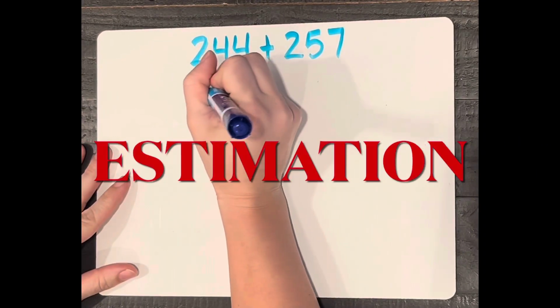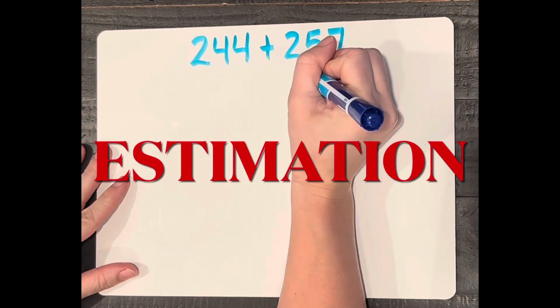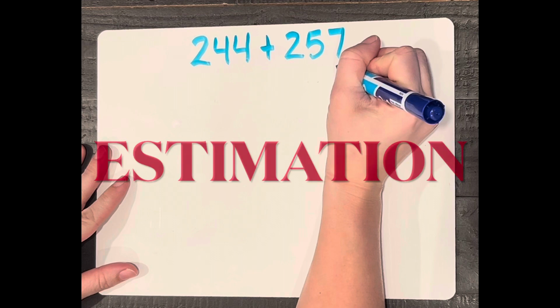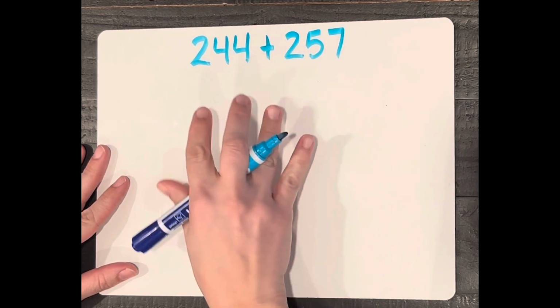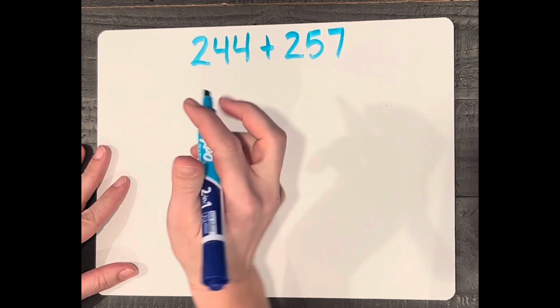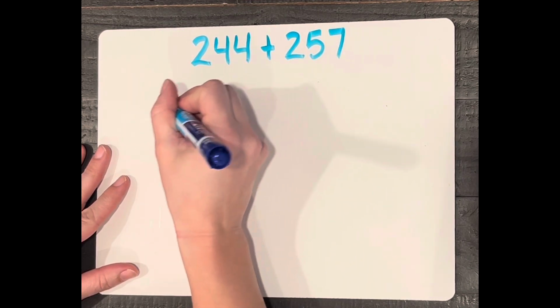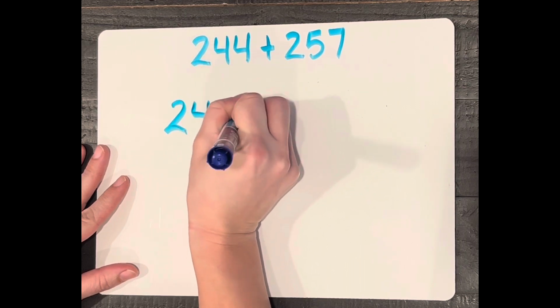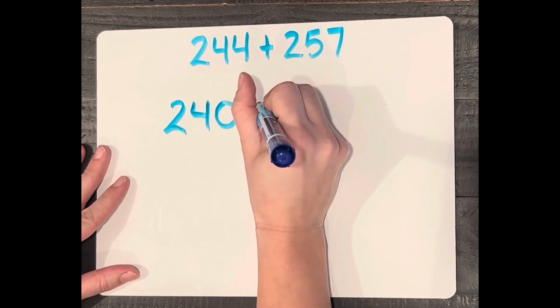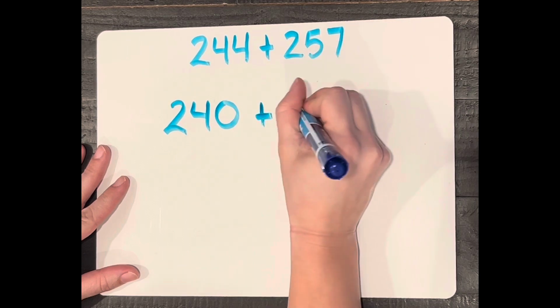I'm going to start with the equation 244 plus 257. First I'm going to do an estimation, and I'm going to round these numbers up to a friendly number, or down to a friendly number. So 240 would make this more of a friendly number, plus 260.